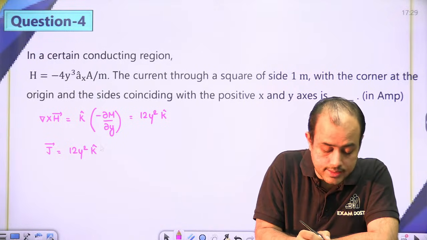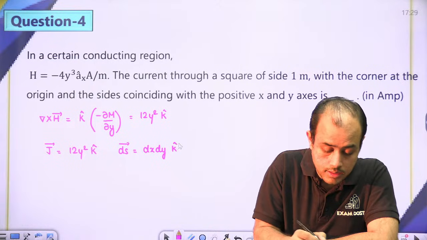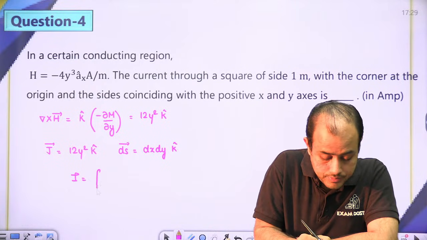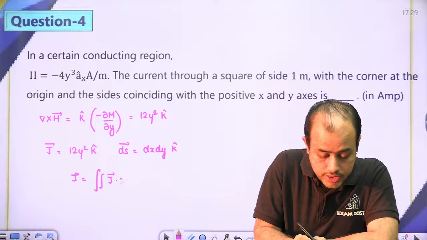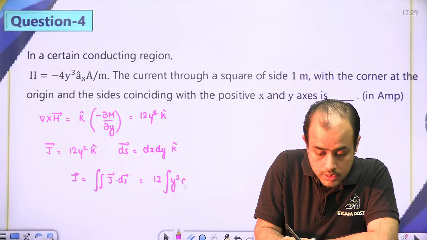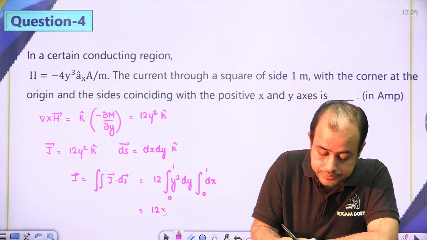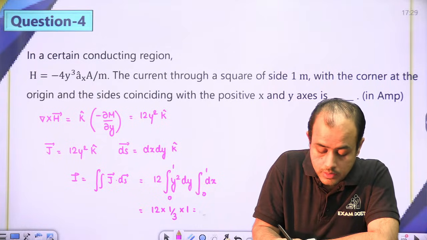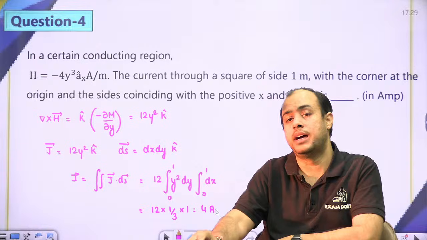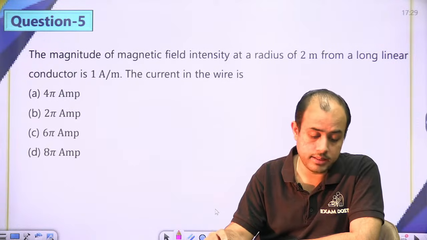Now the region is described in the XY plane, okay, as the square. So current will be surface integration J dot ds. 12. Now, square has a side 1. So y square gives y cube by 3. So it will be 4 ampere. Not -4. The answer will be 4 ampere. Okay? Very good, Shadow bhai.